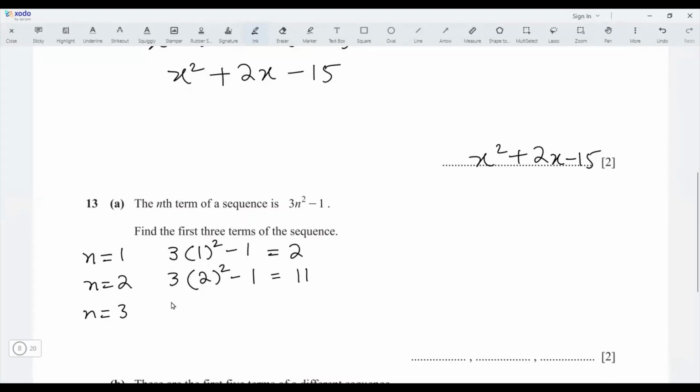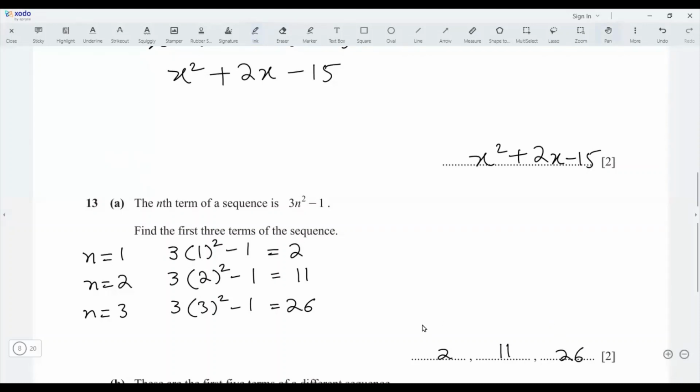What about the third one? 3 times 3 squared and minus 1. 3 squared is 9. 9 times 3 is 27. Minus 1 will be 26. Write down all of these numbers here. You will get full marks because you have done the correct way of solving this question.